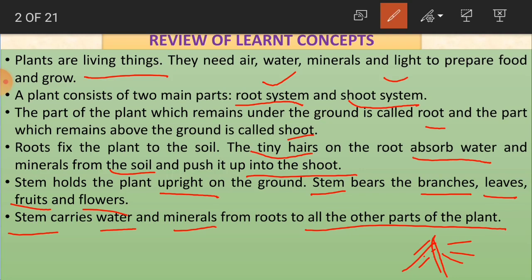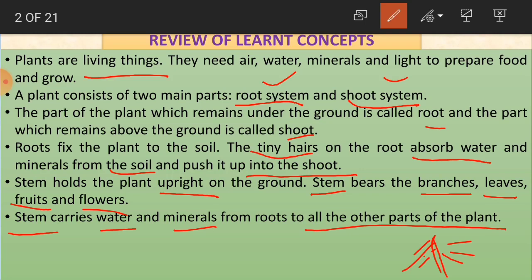So what are they? Plants are living things. They consist of two main parts, root system and shoot system. Roots absorb water and push it to the shoot, and then stems hold the plant and make it stand on the ground, and this stem carries water and minerals from the roots and supplies them to all the other parts of the plant.